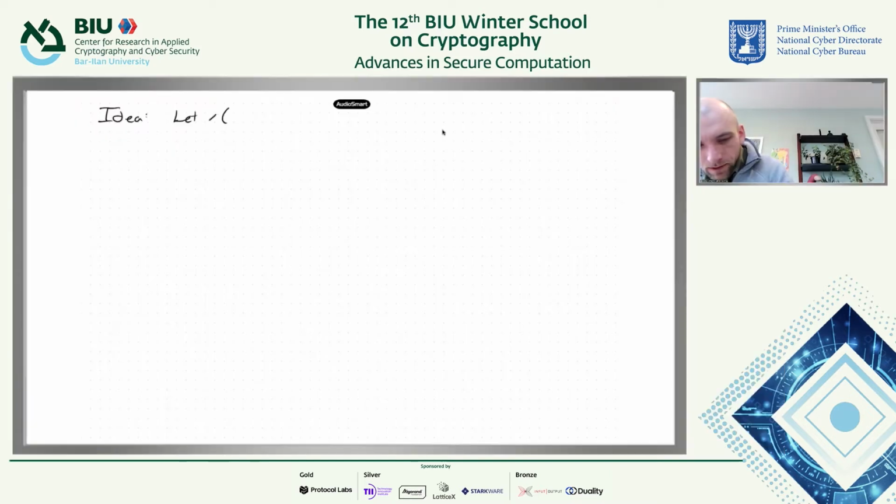So the idea here is as follows. We're going to let the client's input, the secret shared vector, be this vector x1 up to xn. And we're going to define 3 polynomials over this field.